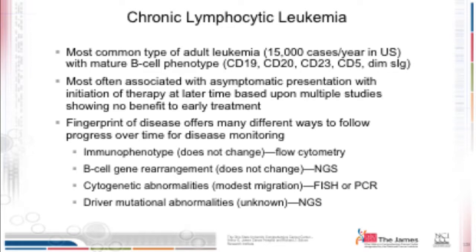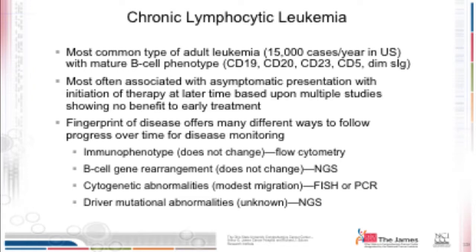With cytogenetic abnormalities, you have modest migration, so you can pick up abnormalities over time, you can select out abnormalities, and it's not as sensitive. And then finally, driver mutations the CLL is born with may be good surrogate endpoints that we can use for minimal residual disease in the future, although we don't know that right now and there's no prospective data.